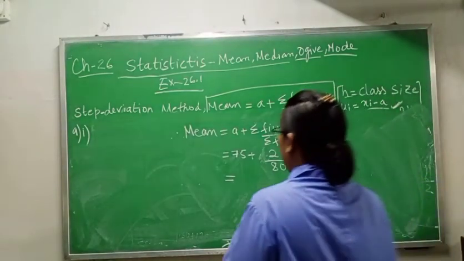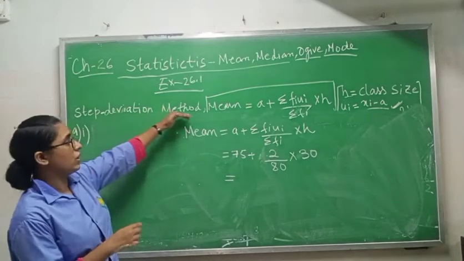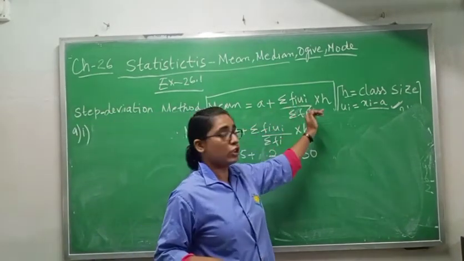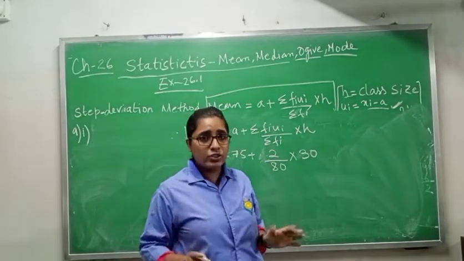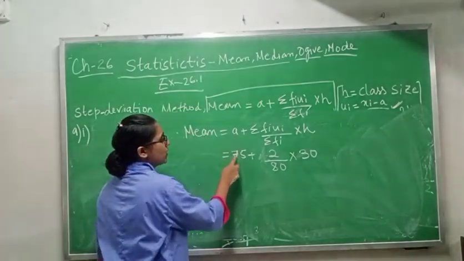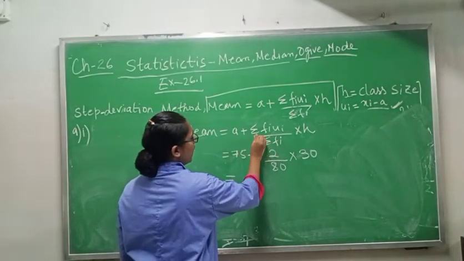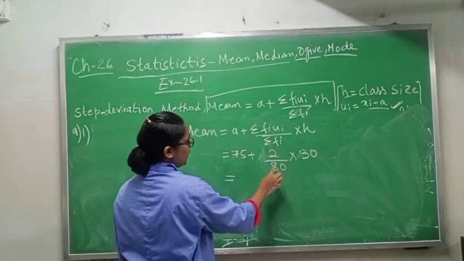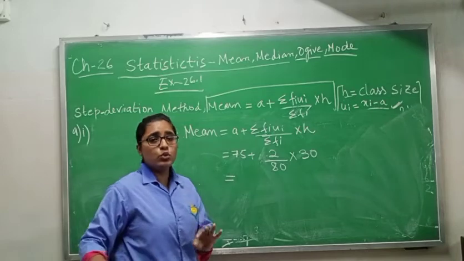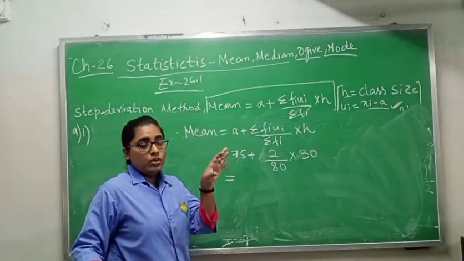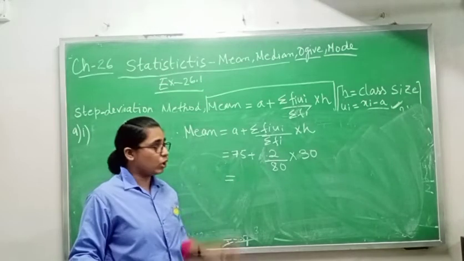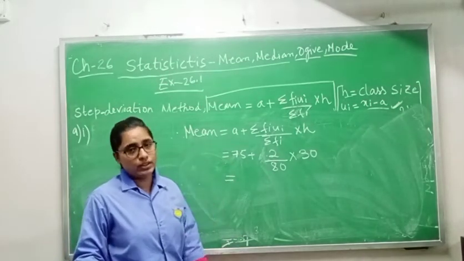Now class 10, you know that in the step deviation method, the mean formula is a plus summation of fi ui upon summation of fi, into h. So from the chart which I have done before this, the value of a is 75, summation of fi ui you are getting 2, summation of fi you are getting 8 and h is 30. So first, write all that chart in your copy, then come to this one. I am not getting this, that is why I have to rub that one.